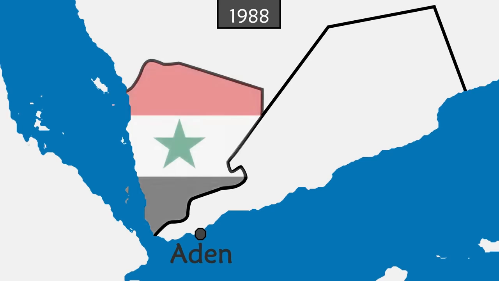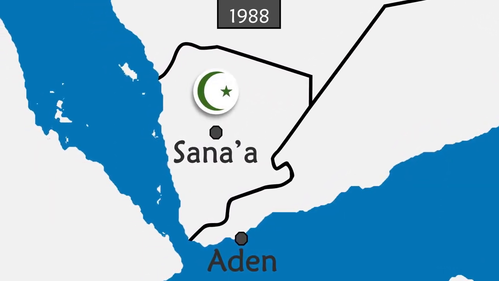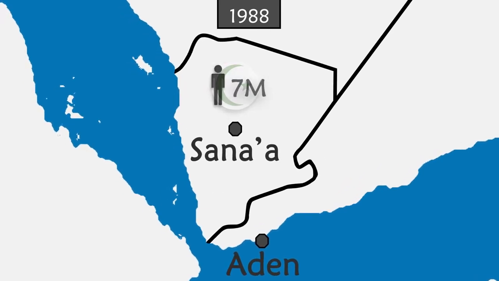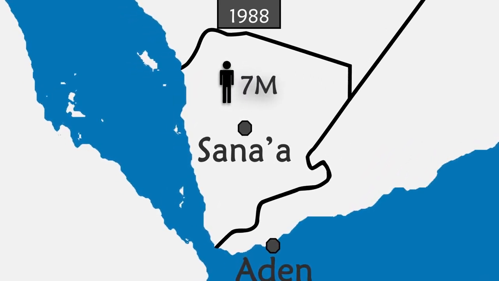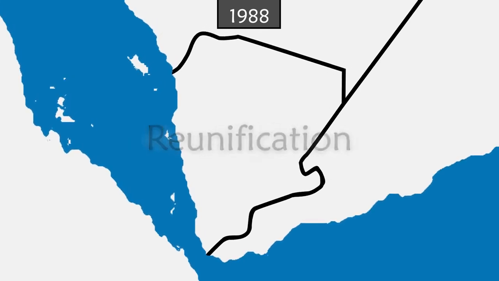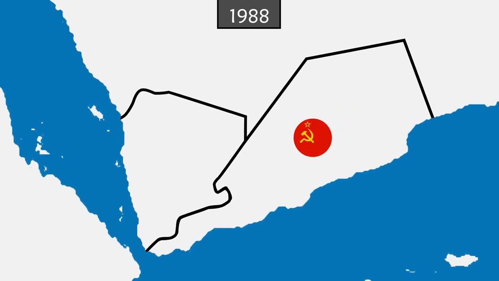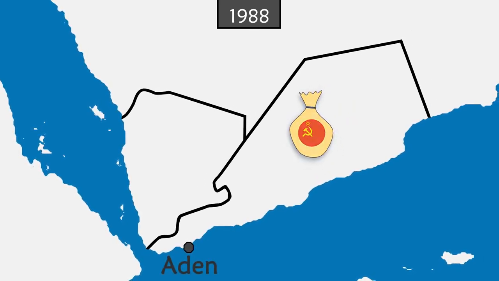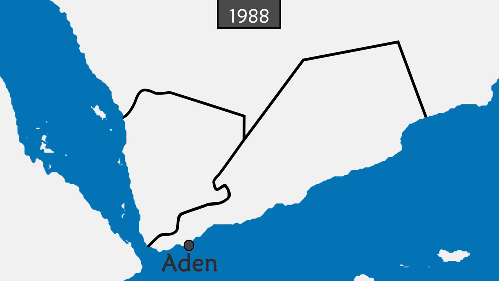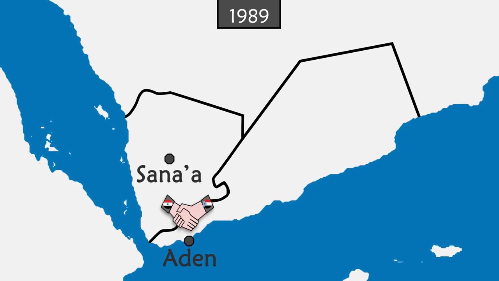In the north, the Arab Republic of Yemen, with its capital Sana'a, is an Islamic state. The country has 7 million inhabitants and is more prosperous. As the Cold War draws to a close, the USSR is weakened, causing it to reduce financial aid to South Yemen. This pushes the country closer to its neighbor, paving the way for reunification talks.